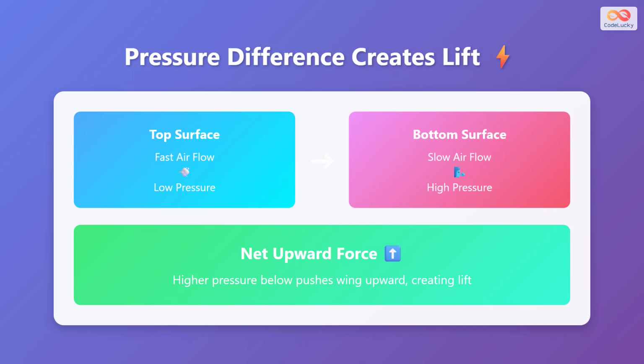Now let's connect the airfoil shape to Bernoulli's principle. The fast-moving air over the curved top surface creates a region of low pressure above the wing. Meanwhile, the slower-moving air along the flat bottom surface creates a region of higher pressure below the wing. This pressure difference between the top and bottom surfaces results in a net upward force. The higher pressure below literally pushes the wing upward toward the lower pressure region above. This pressure differential is the lift force that keeps the airplane in the air.